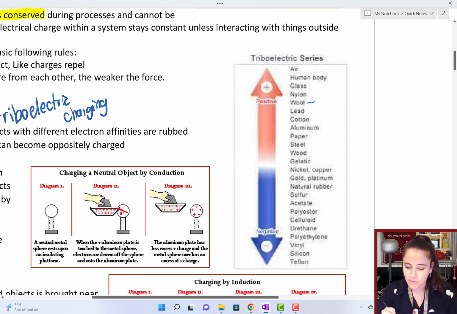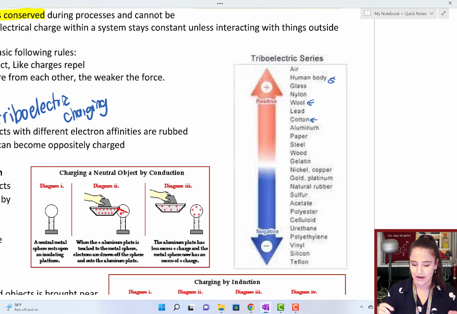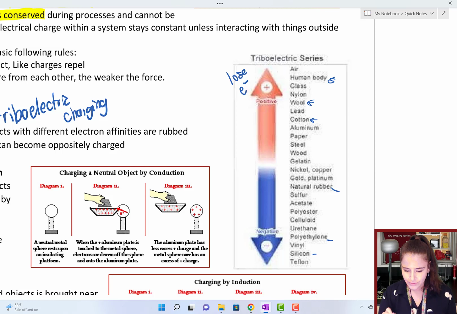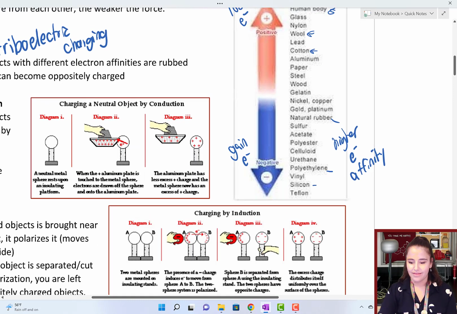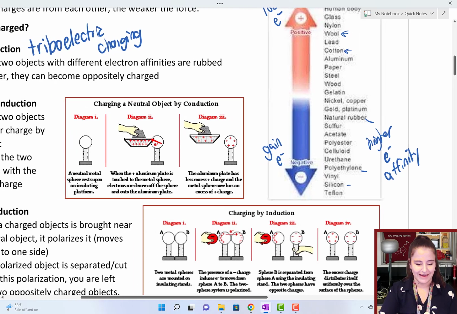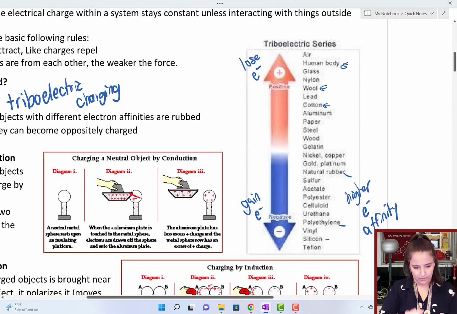So things like wool or cotton and the human body tend to become positive, meaning they tend to lose electrons, whereas things like silicone and PVC, that's polyvinyl chloride, and sulfur and rubber, like the balloons, tend to become negative. They tend to gain electrons in order to become negative, meaning they have a higher electron affinity. They like electrons more than some other atoms or materials might. Now, that is one way of charging.